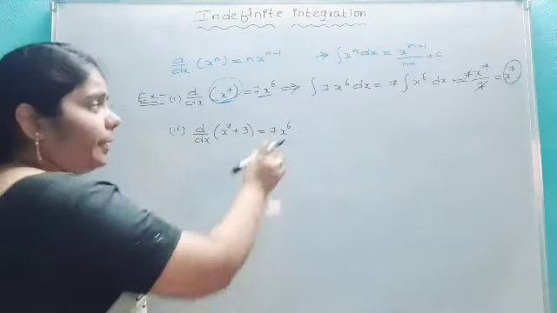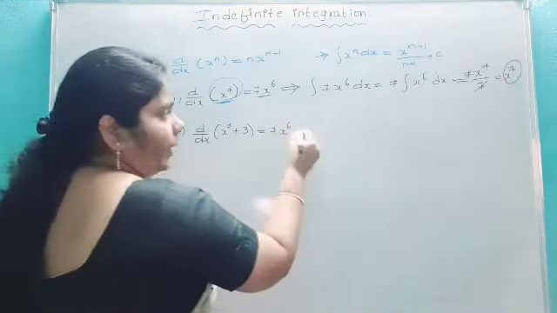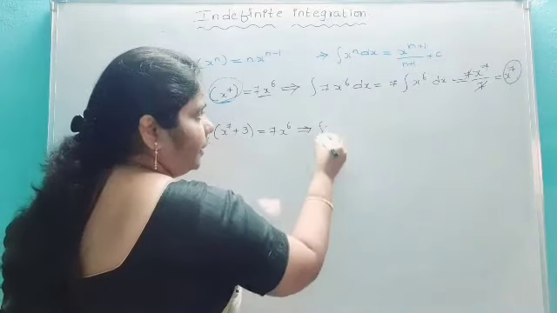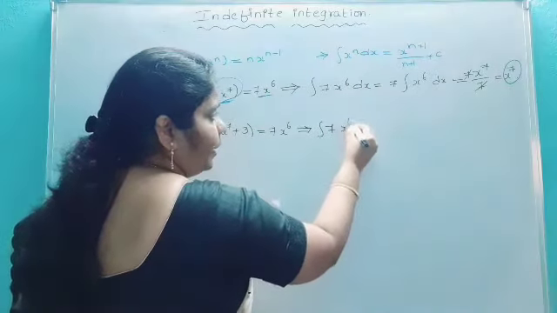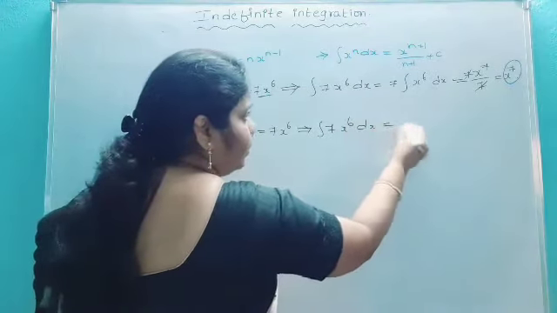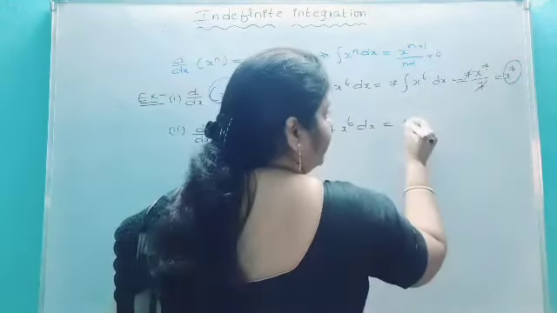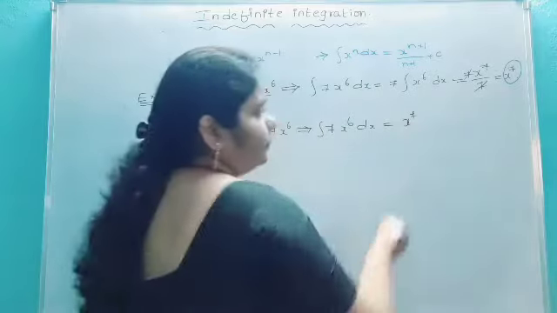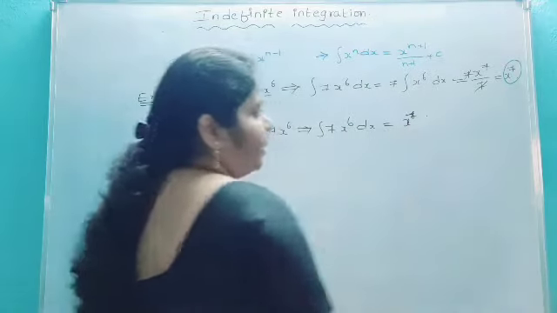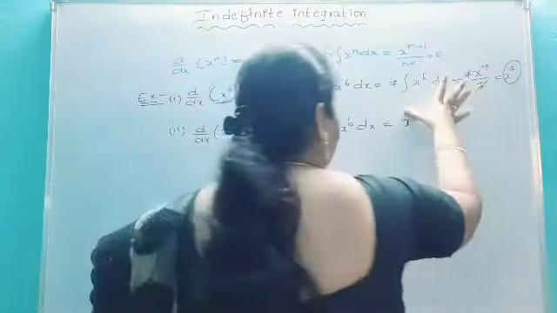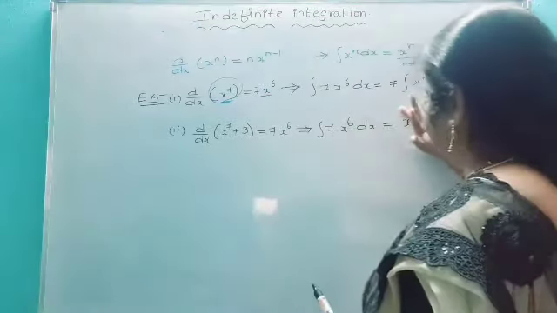Okay. Now apply the integration to this 7 into x power 6 dx, with the same procedure as before. Here also we get x power 7 only. X power 7 comes. But actually, what should we get? We should get x power 7 plus 3.